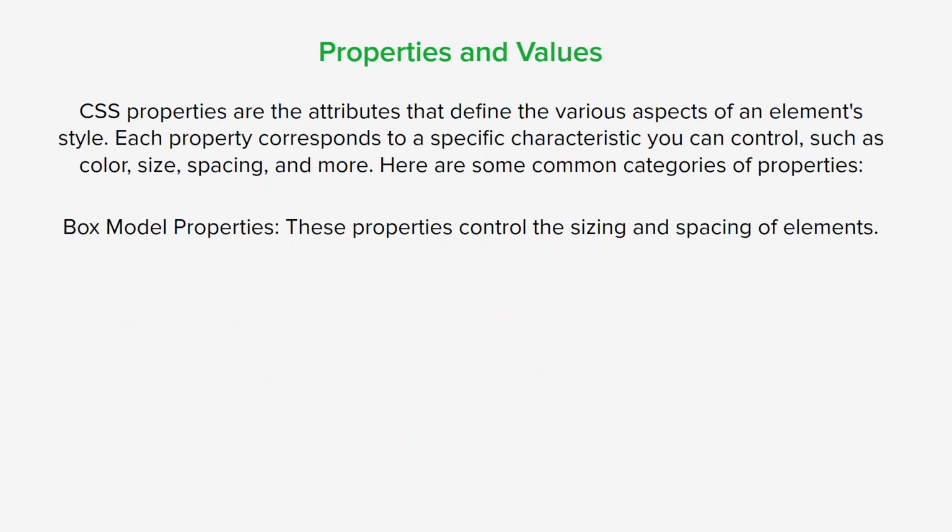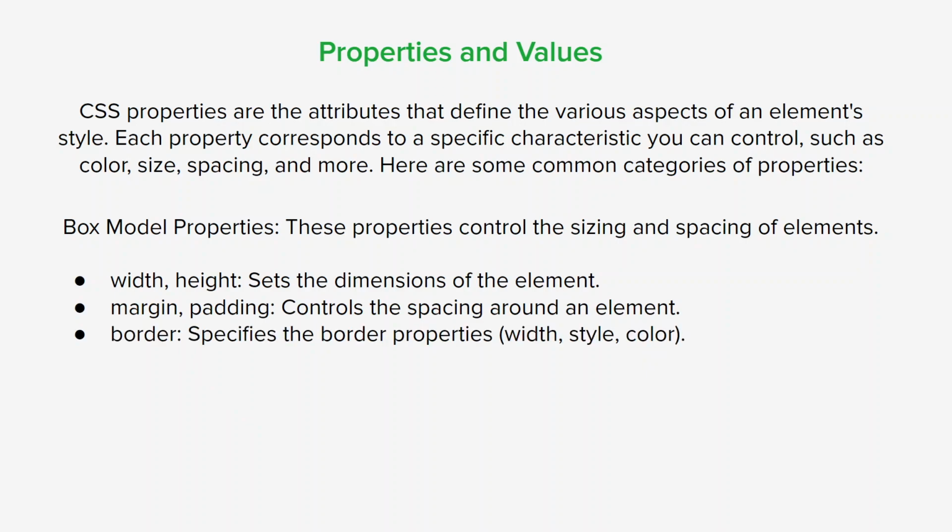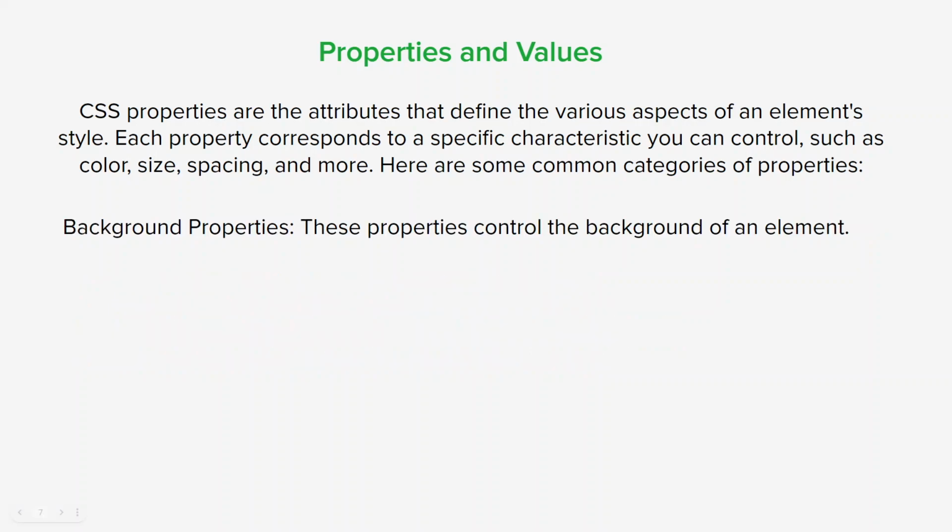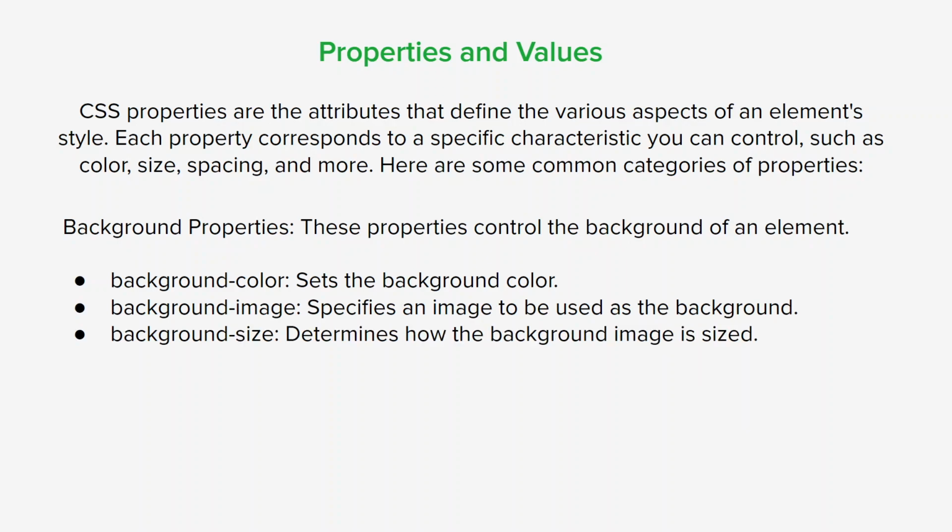Then you have box model properties, and these properties control the sizing and spacing of elements, like width, height, margin, padding, border, and box shadow. Then you have background properties, and these properties control the background of an element, and this can be things like background color, background image, and background size.